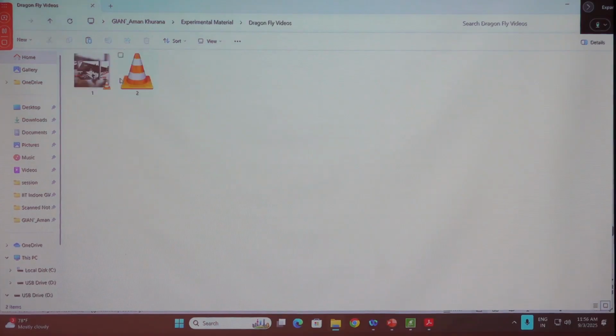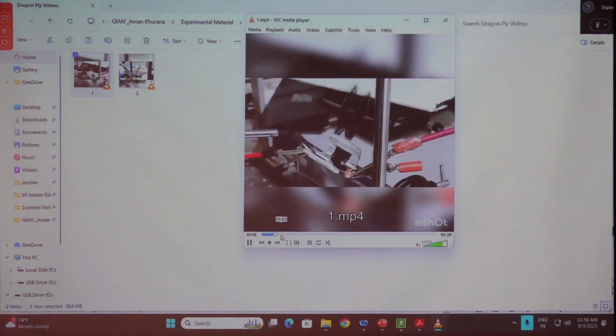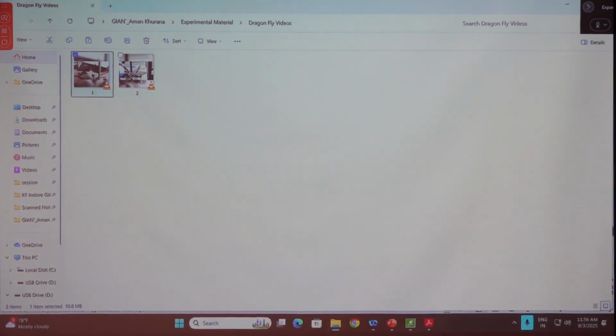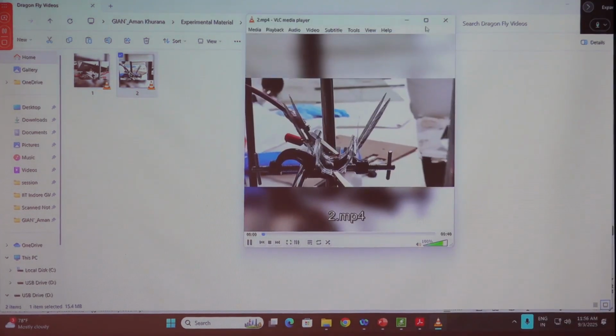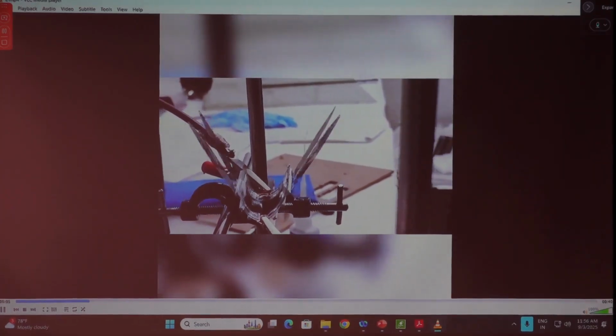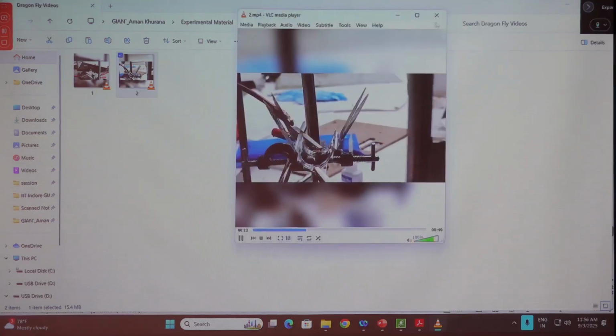For the dragonfly, you can see. Okay, and this one. So it depends upon the voltage that you are supplying, okay, and the frequency that you have input for that. Okay, so this is one of the things.